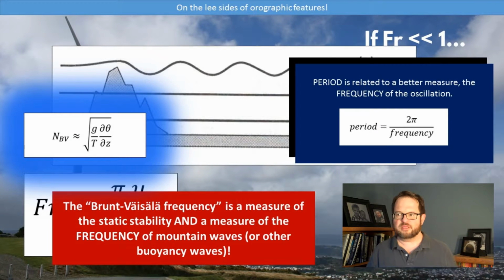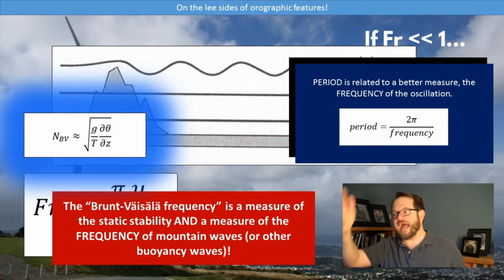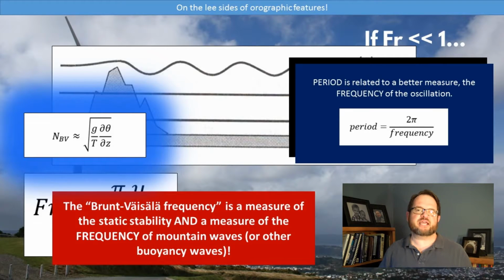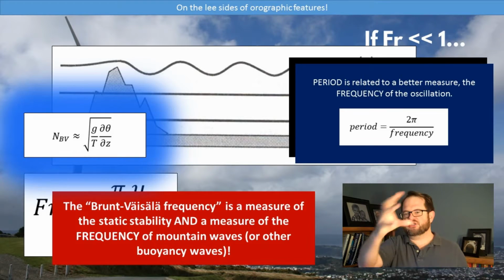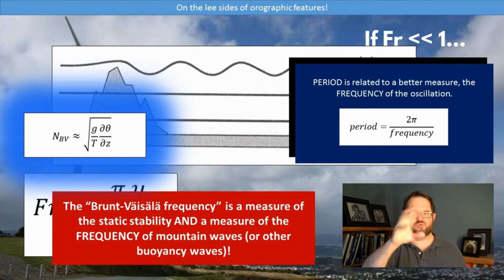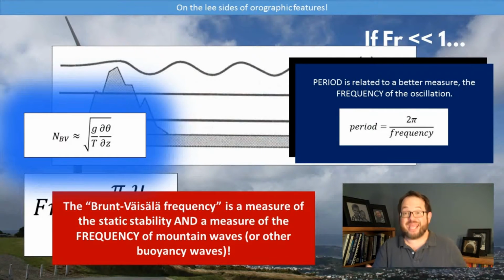Isn't that cool? Now, period has units of seconds, so if you think it through, frequency, including Brunt-Väisälä frequency, has units of per second. So you can think of it as being like how many waves will happen per second. Well, it's obviously a tiny fraction of one, right? In practice, the period of those waves typically is on the order of minutes or hundreds of seconds. So, per second, they're a very small number, but okay, it's a measure of stability, and it's a measure of the frequency of those mountain waves.